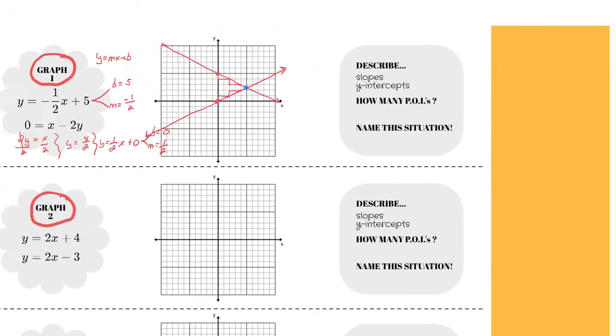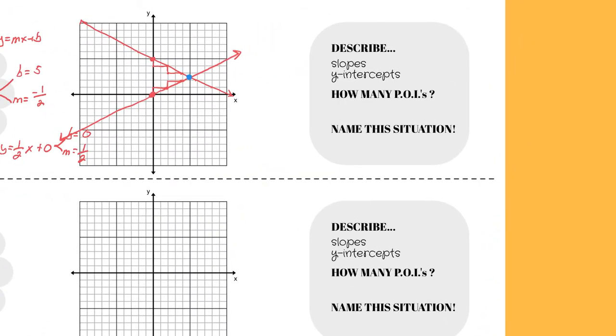And now when I describe it, I'm describing the slopes. The slopes in this case are different. And the y-intercepts are also different. How many POIs, or points of intersection, do you have? You have 1. And to name this situation, the lines are intersecting, so I'm going to call it intersecting. In math, we don't often come up with complicated names. We generally name things exactly what they are.